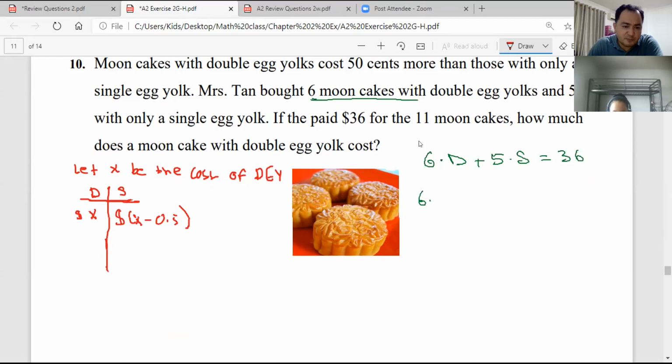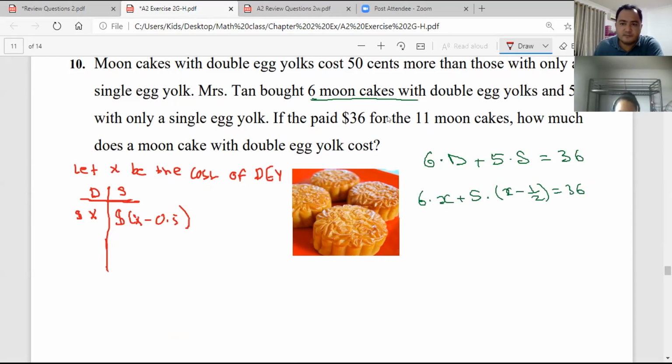Now 6 times, do we know the price of D? Here D is represented by X, right? So here we just write 6 times X plus 5 times, how about S? S is represented by this. That is X minus 0.5, that is 1 over 2. So on the right hand side, we have 36, right?